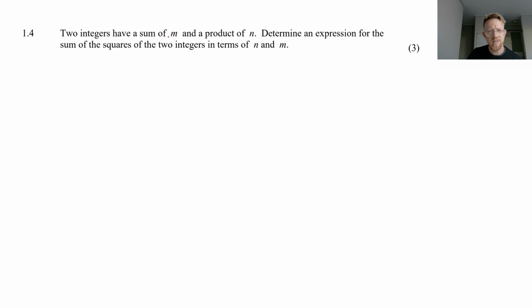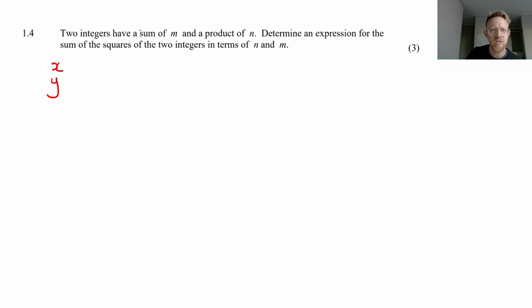Two integers have a sum of m and a product of n. Oh, don't we just love these questions? Determine an expression for the sum of the squares of the two integers in terms of n and m. Nah, let's leave this one. Okay, no, I'm joking. Two integers have, okay, so let's call the two integers x and y.